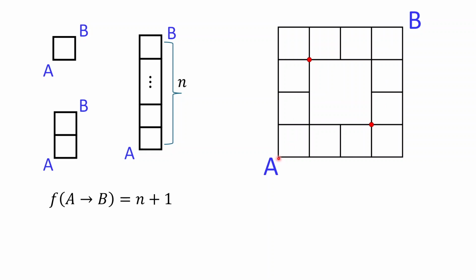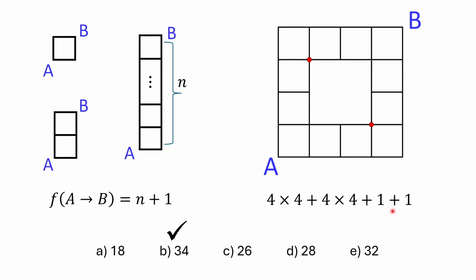But we can also go from point A to this point, and then we are forced to go that way to B. Or we can go from here to here, and then we are forced to go to point B. So 1 way, 16 ways, 16 ways, and 1 way. 4 times 4 plus 4 times 4 plus 1 plus 1. The answer is 34. So the correct answer is option B. We could also solve this problem with a different approach.